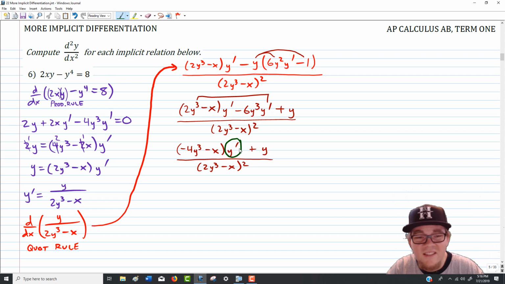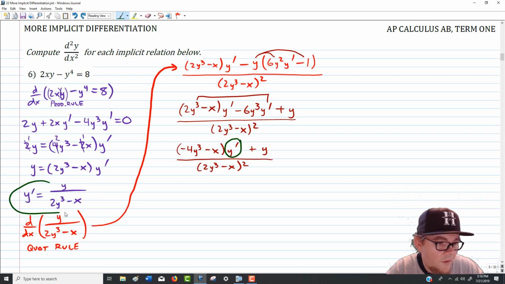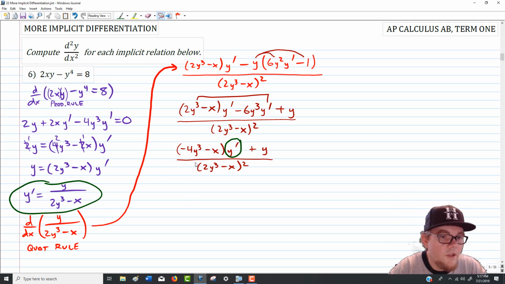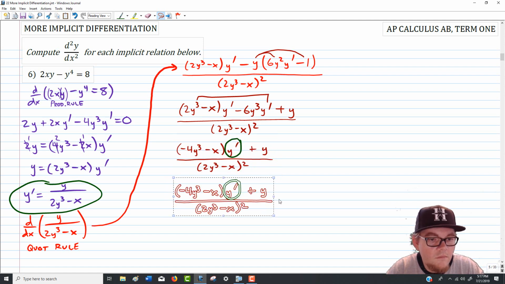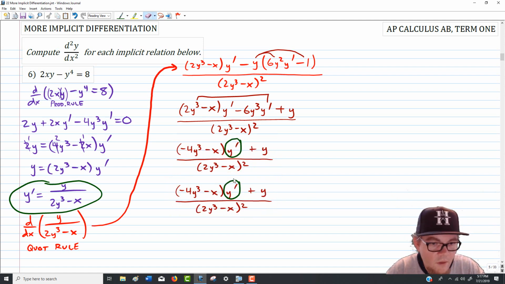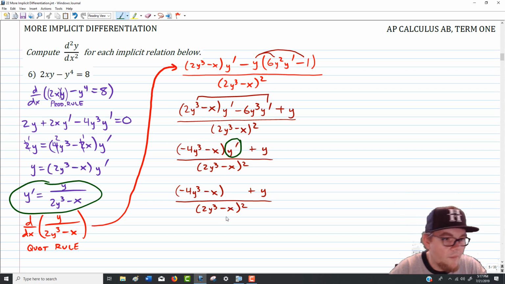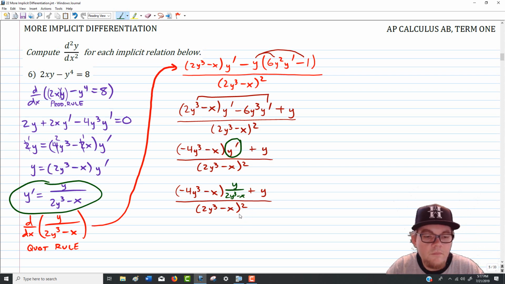Our big piece left here, the only thing really left before we could even put out an expression that is technically accurate, is that y prime. Remember, we said y prime is just equal to this. So in fact, I'll circle the whole thing. That's our y prime. So we need to go into this equation and plug that in. Forgive me, I already had to do all these on written paper. y prime is the same thing as y over 2y cubed minus x.